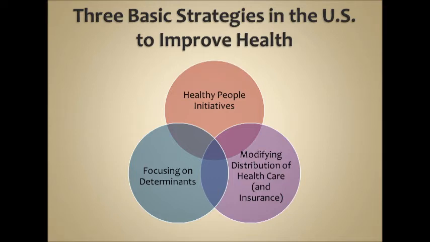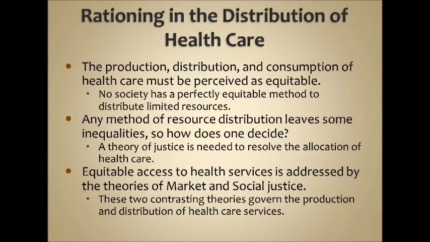The next strategy we will cover that the U.S. uses to improve health is modifying distribution of healthcare and insurance. As I recently mentioned, we're talking market versus social justice. As I described before, the whole concept of market and social justice needs to be tapped into because we have to ration healthcare. We have to find a way to equitably distribute it. Since our government's not doing it, how do we do this?